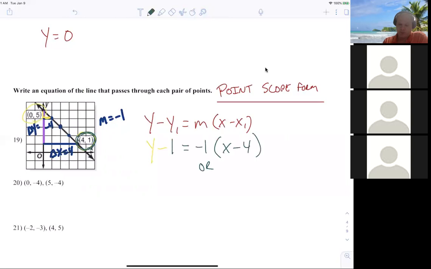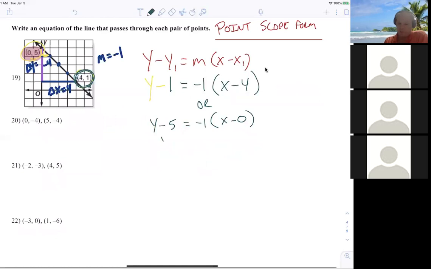Or if you choose the other one over here, the 0, 5, it would just be y minus 5 equals -1. Now I'm going to put the x minus 0. Obviously, you don't need to put -0. You would just write y minus 5 equals -x and be done. Okay? Remember, speak up as soon as you have any questions.